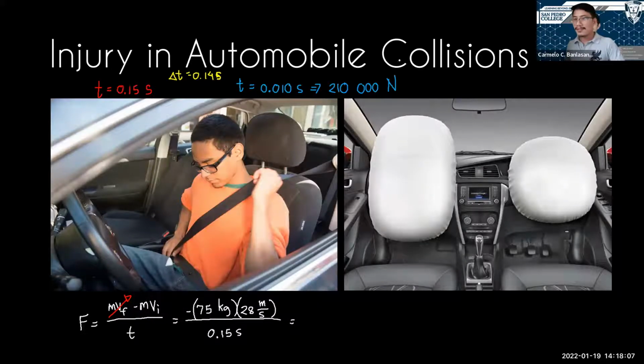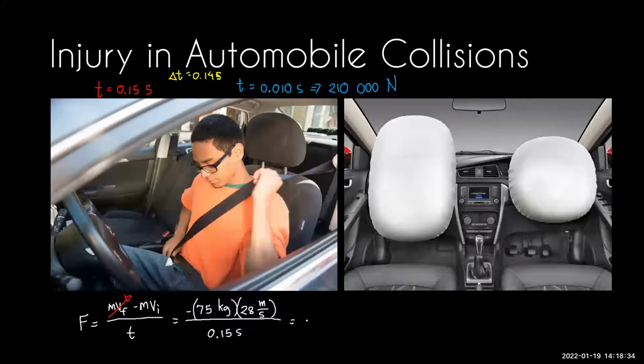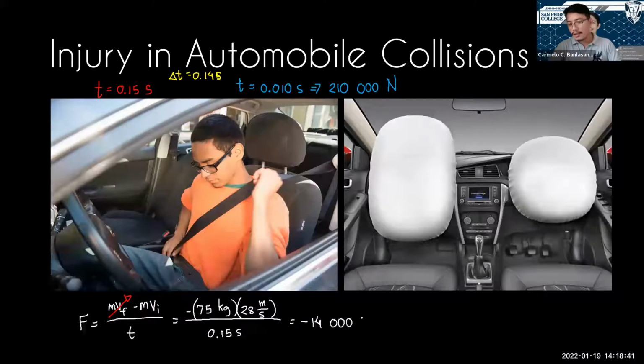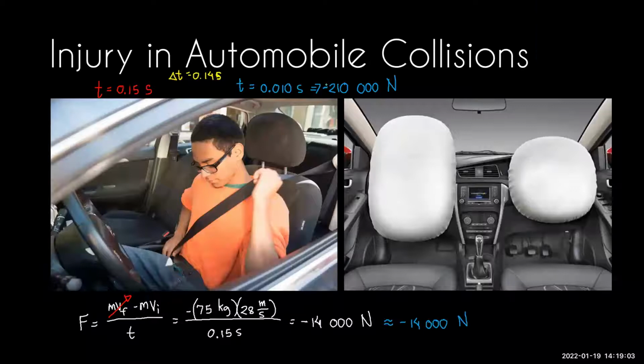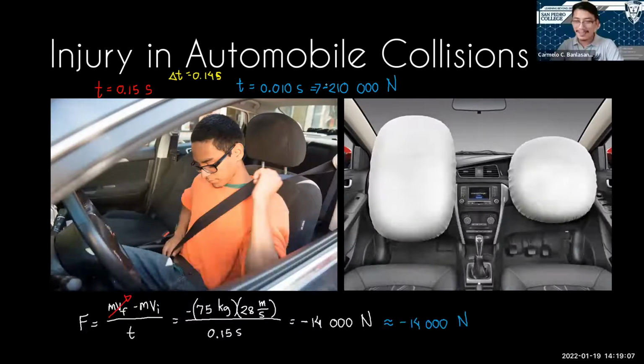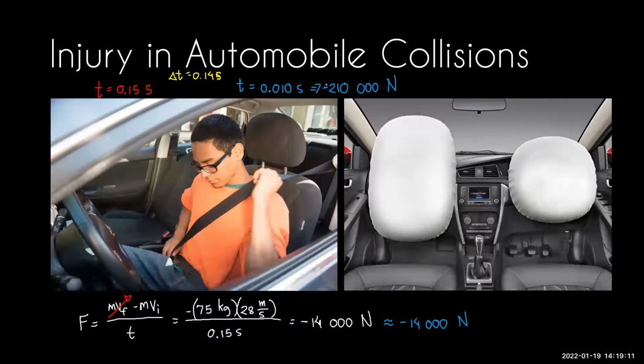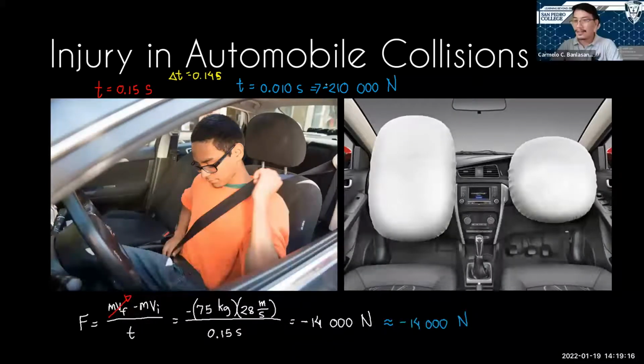Okay, what will be the force? Negative 14,000, sir. Negative 14,000 newtons. Ano yung napansin mo, Eugene? Nagbaba, sir. Gamay lang ba or dako kayo ang difference? Dako kayo difference, no? Oo. Okay, thank you, Eugene.